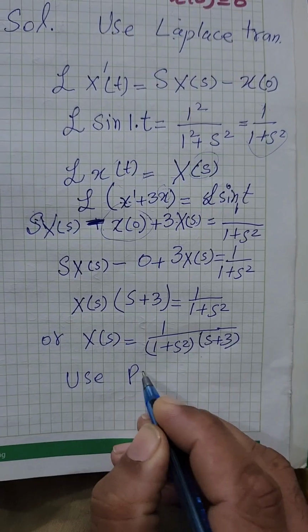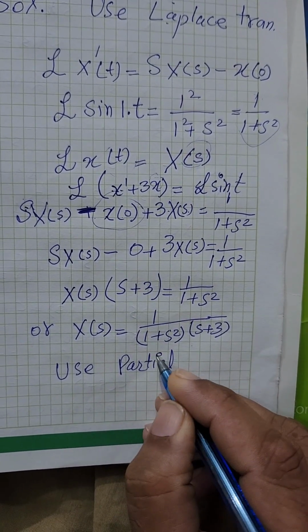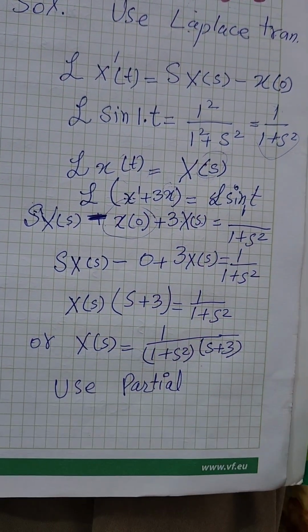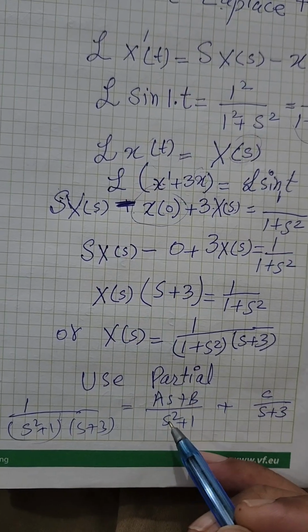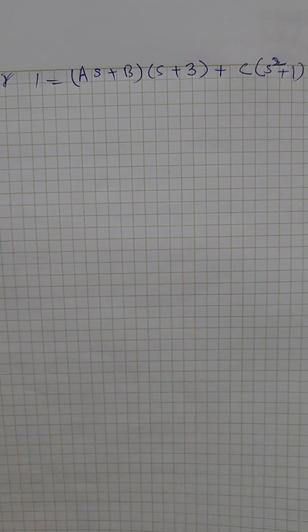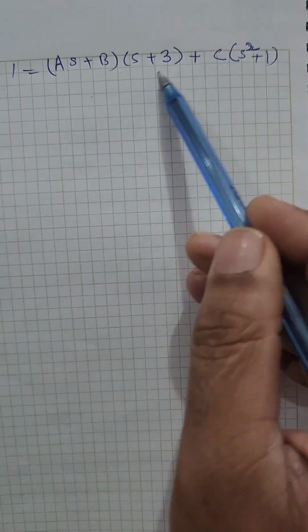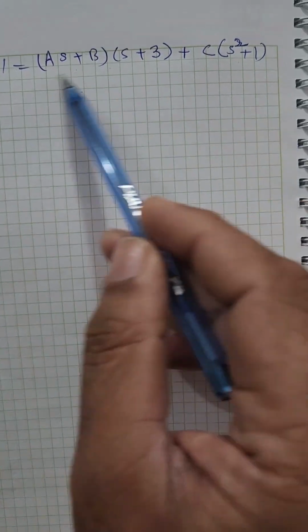We shall use the partial fraction formula. We suppose 1 over (s squared plus 1) into (s plus 3) equals (a s plus b) over (s squared plus 1) plus c over (s plus 3). We are using the partial fraction formalism here. The same equation can be written as 1 equals, multiplying both sides, and we get terms with s squared, s, and s to the power 0.